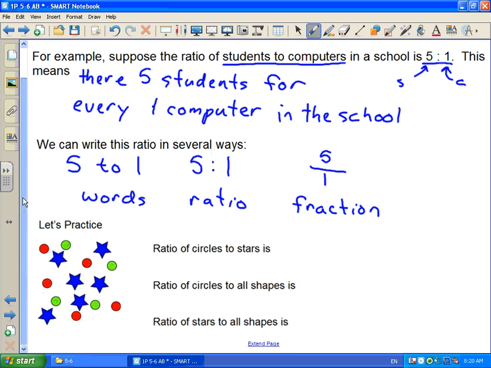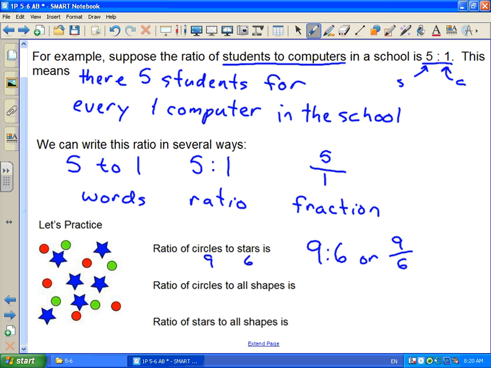So let's just take a look at a few more examples of simply working with ratios. We've got a little picture here with a bunch of circles and stars. The ratio of circles to stars is, well, let's see, we've got to count them up. We count up the number of circles, 1, 2, 3, 4, 5, 6, 7, 8. We have 9 circles. We count the number of stars. There are 6 stars, so the ratio of circles to stars is 9:6. Or we could write that as 9/6.